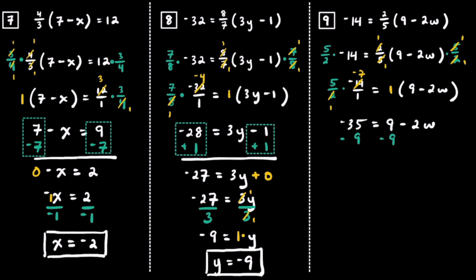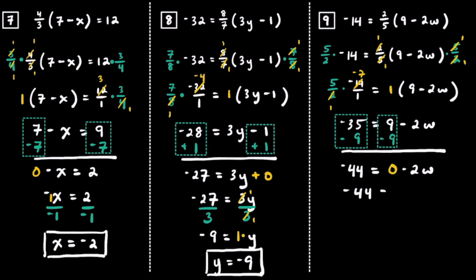And to first do that, we have to subtract 9 from both sides. Negative 35 minus 9 is going to be negative 44 on the left side. And on the right side, 9 minus 9 is going to equal 0, so we have 0 minus the 2w. And we can drop that 0 and just say that's negative 44 is equal to negative 2 times w.